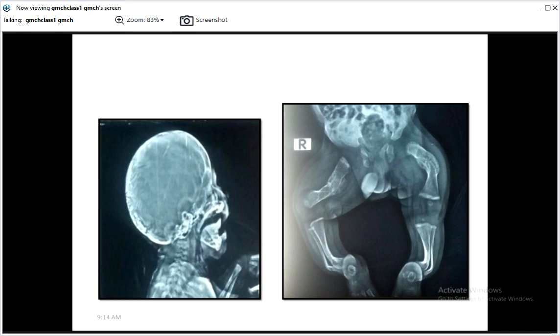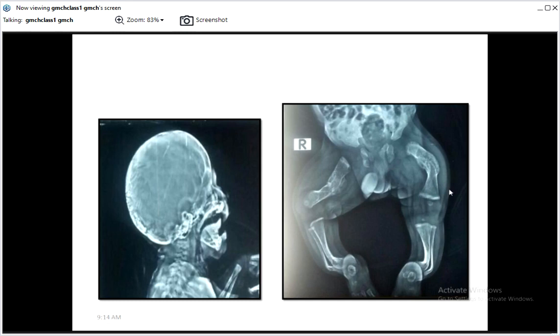This is also a real life case scenario. What you can see, there are multiple fractures, and they are healing in different stages. This has malunited and healed completely. Here there is only some callus formation. So different fractures, multiple fractures in different stages of healing.